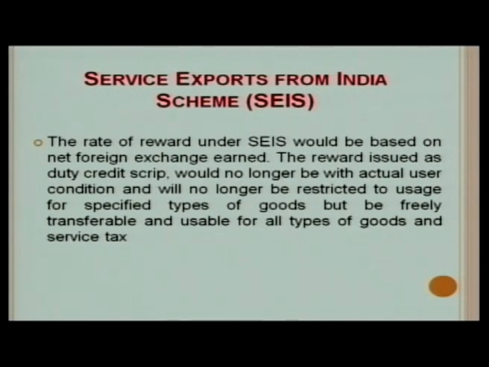Under the Service Exports from India Scheme, SEIS, the rate of reward would be based on net foreign exchange earned. The reward issued as duty credit scrips would no longer be subject to the actual user condition and will no longer be restricted to usage for specific types of goods, but be freely transferable and usable for all types of goods and services. So, it is not restricted to the types of goods from which you have earned the credit under the scheme.